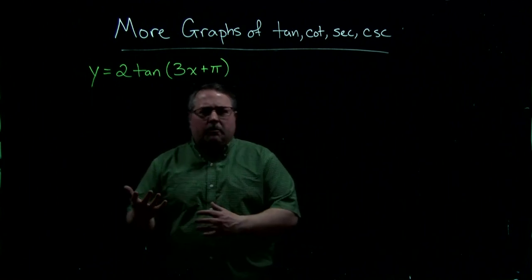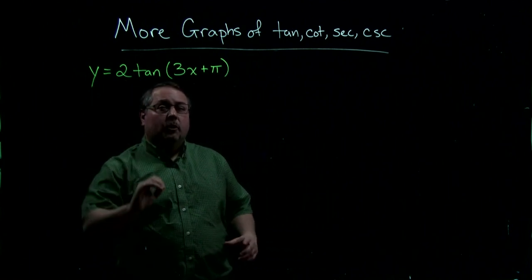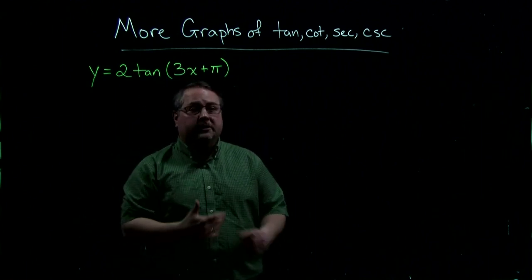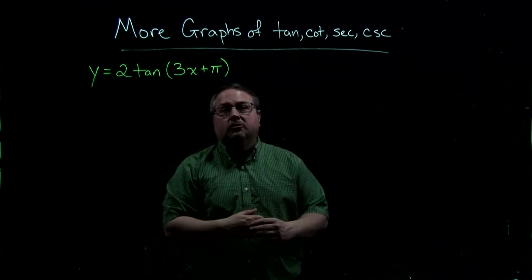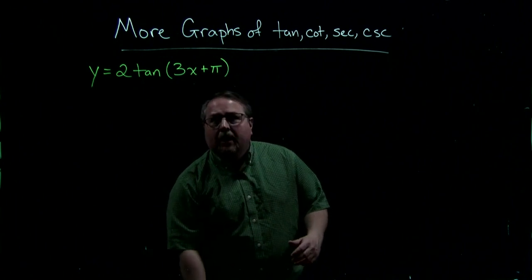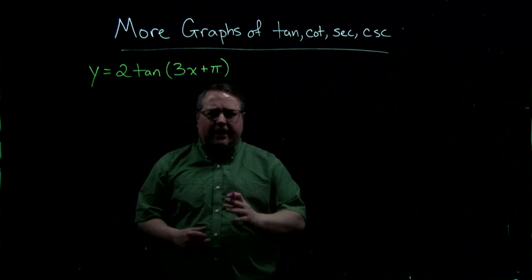So if you remember back when we did this with sines and cosines, we have a vertical scaling by this multiplication by 2. We have a horizontal scaling given by multiplication by 3. And we have a horizontal shift where we're adding pi. So I like to do these problems a little bit differently than how we were doing the sine and cosine graphs.